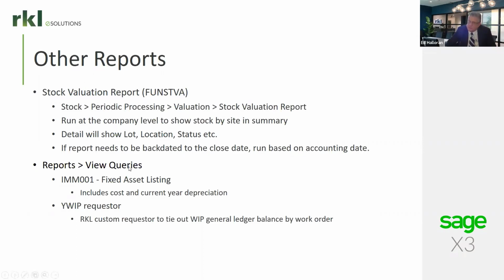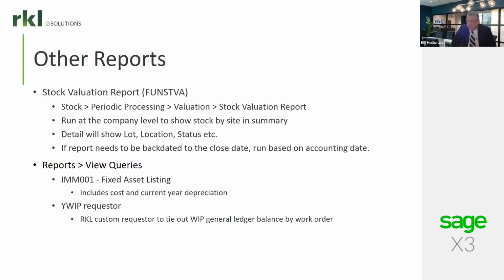So under Reports, View Queries, there's the IMML1, and that's your fixed asset listing. It'll include the cost basis for each asset and the current year depreciation amounts. If you're working with us on fixed assets, there's a bunch of reports, or actually inquiries, that we put in the system so that you can get some better reporting on fixed assets out of the system.